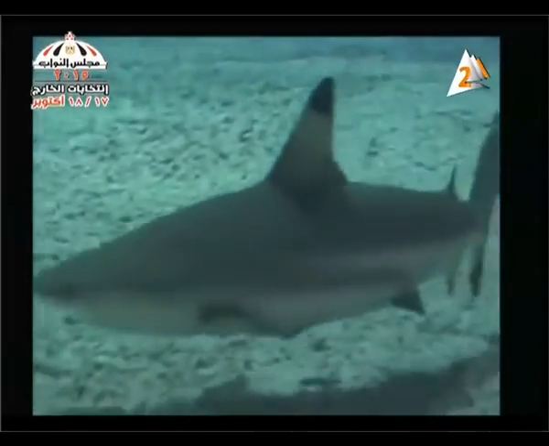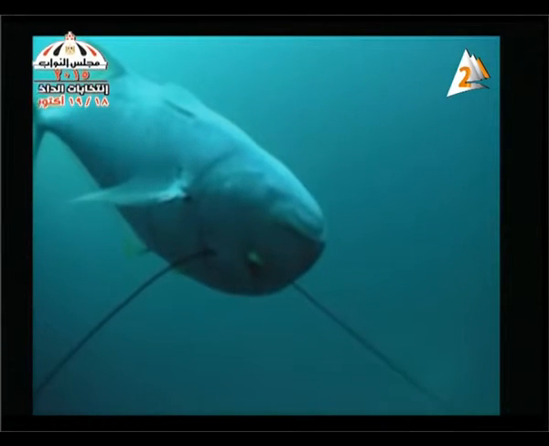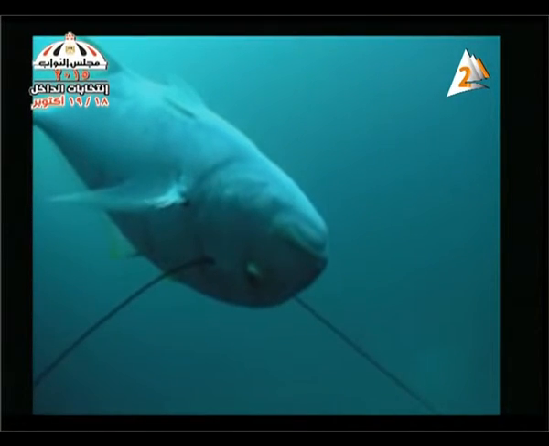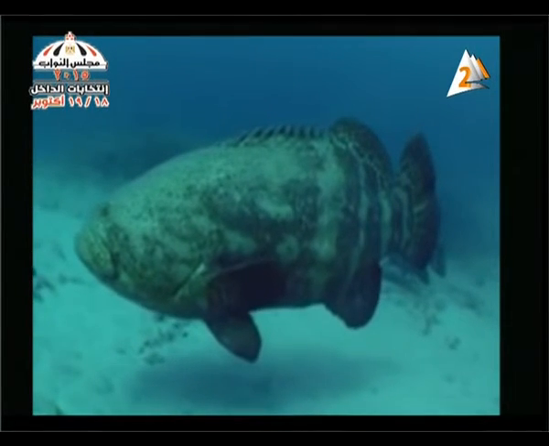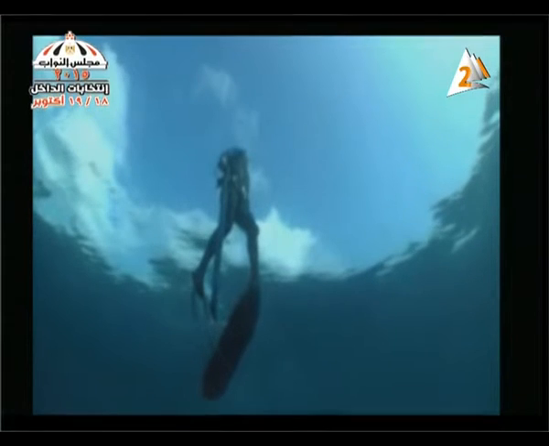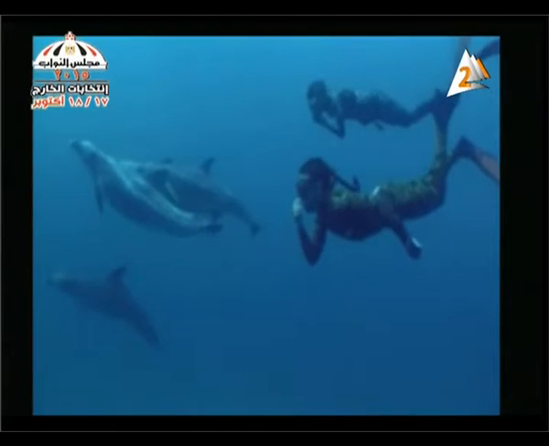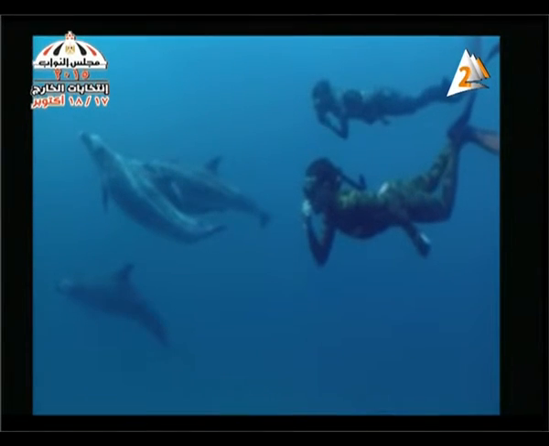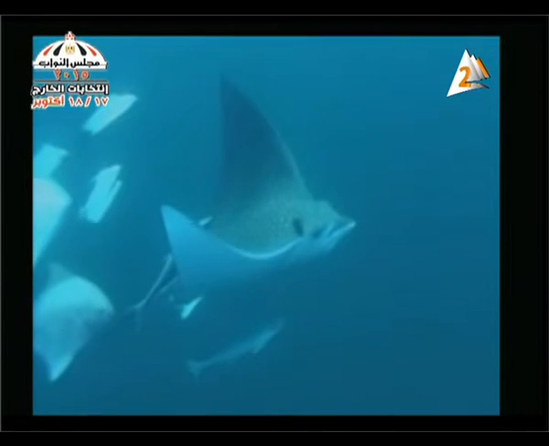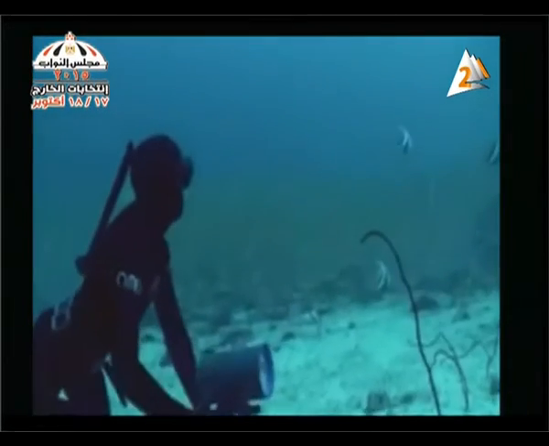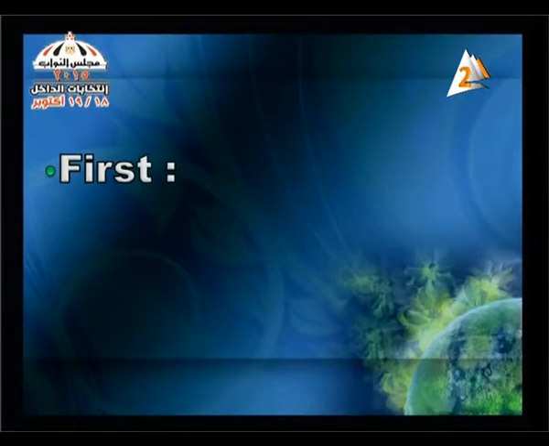The internal skeleton may be cartilaginous, as in cartilaginous fish, or may be bony, as in bony fish. It consists of segments attached by joints to facilitate movement.